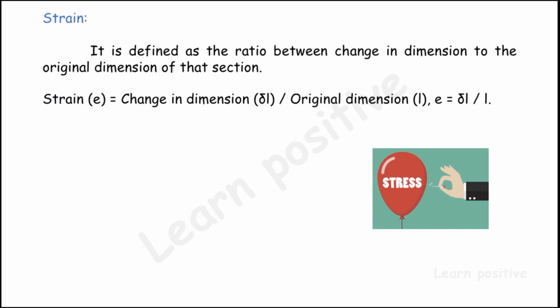We can calculate the strain as the change in dimension divided by the original dimension of the cross section area. By using this formula, we can calculate the strain itself, the ratio between the change in dimension and the original dimension at that section.